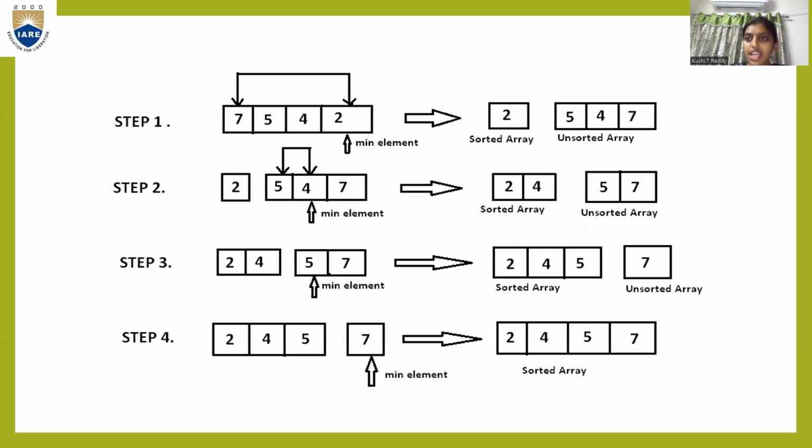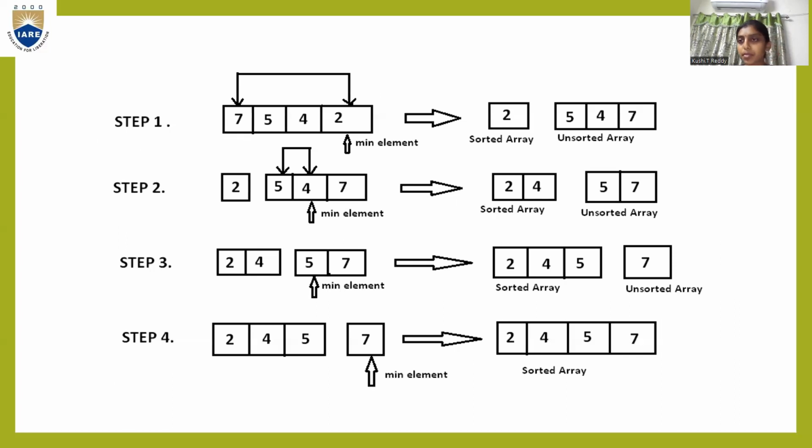So here you can see the example. We are going to take an array consisting of 4 elements. So the size of the array is 4, n is 4. So you're going to get the sorted array in 4 steps. The array consists of the elements 7, 5, 4 and 2. First, the minimum element is 2. So this minimum element 2 is placed from the unsorted array into the sorted array.